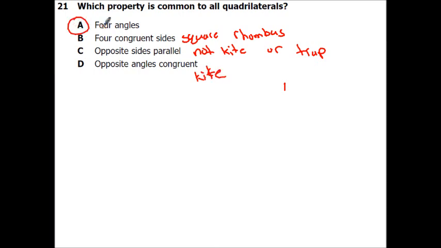So, in this case, they are looking for which property is common to all quadrilaterals. Every quadrilateral has 4 angles.